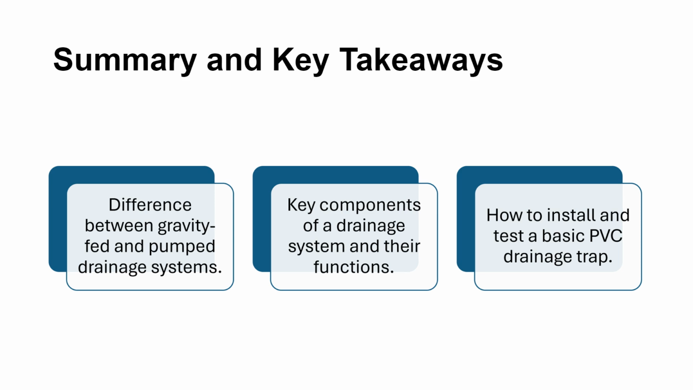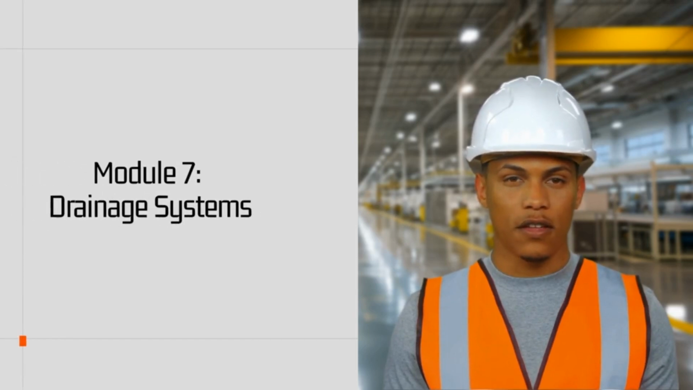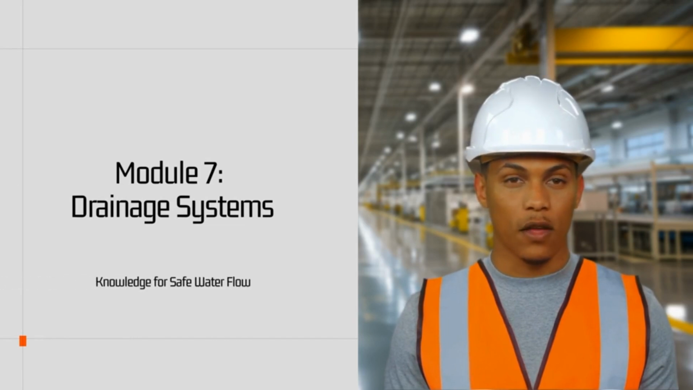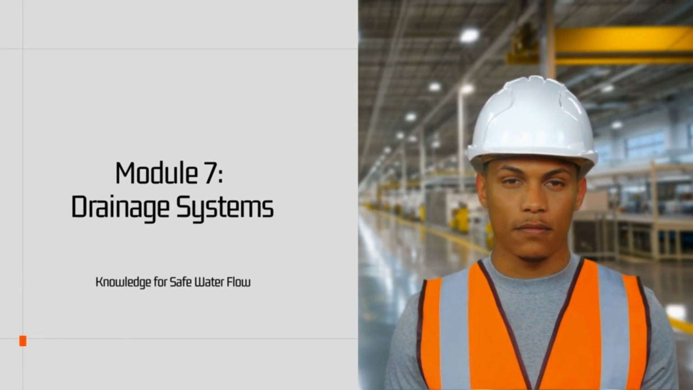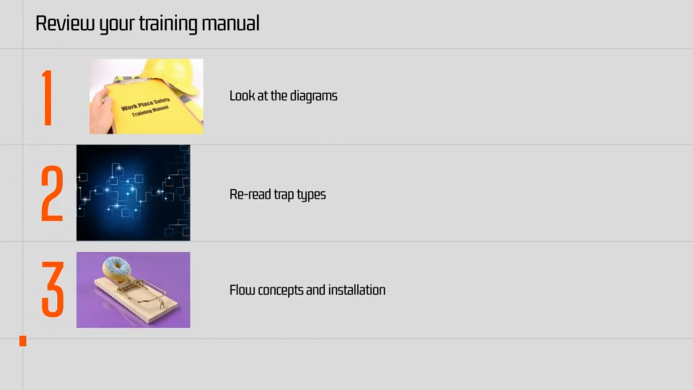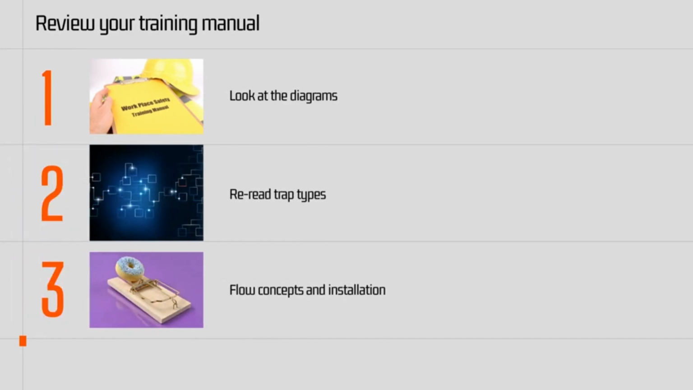Let's keep going. You've completed Module 7, Drainage Systems, and you now hold the knowledge that keeps water flowing out just as safely as it flows in. Blue Book, review your training manual. Look at the diagrams, reread the trap types, the flow concepts, and installation steps.